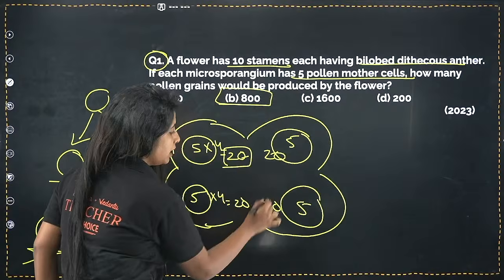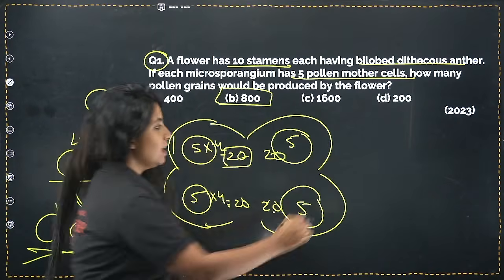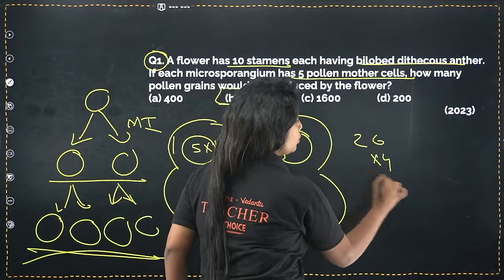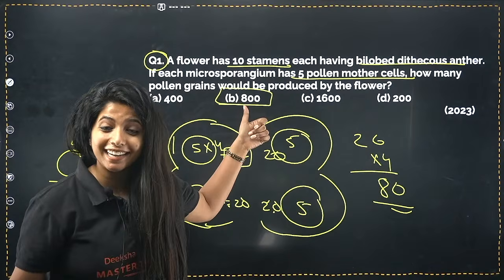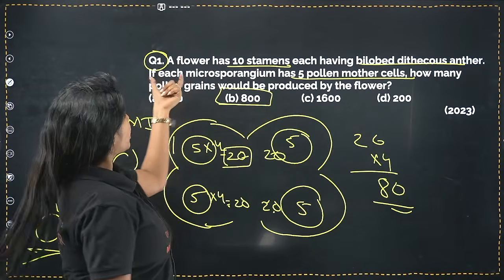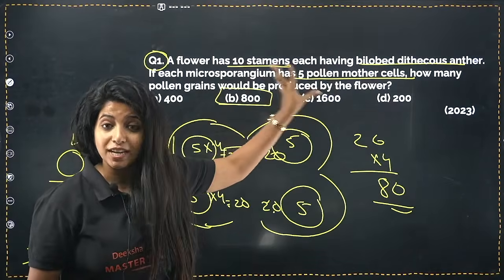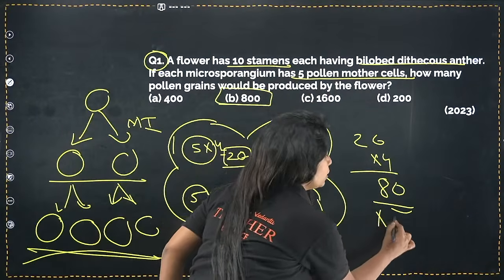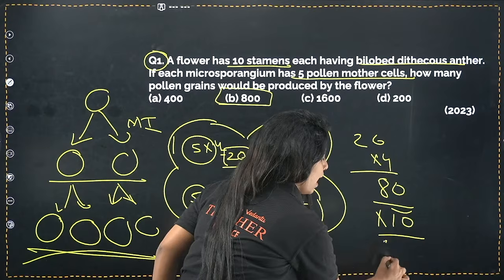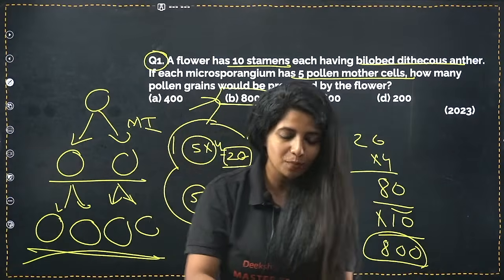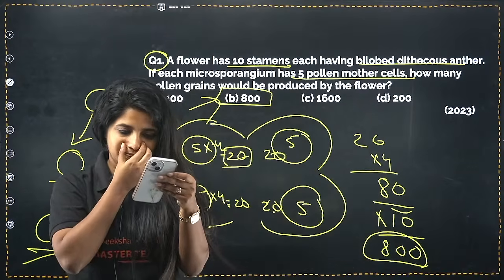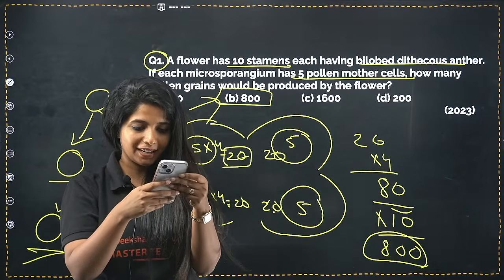So basically, 20, how many times are there? 4 times are there. So 20 into 4 is what? 80. Ma'am, 80 is not an option. 800 is an option, right? How did we get 800? You're talking about a flower that has 10 stamens. 10 stamens are there. So when you do it with 10, you have to get the answer. That is something like this. So your answer for this question becomes what? B. And now let me see who all gave me the correct answer.